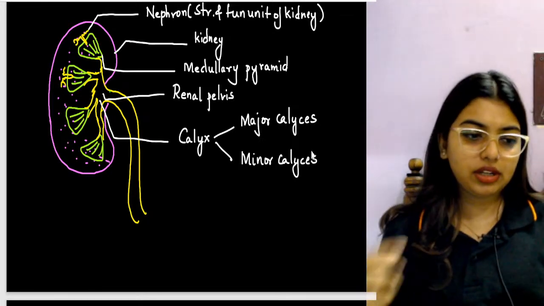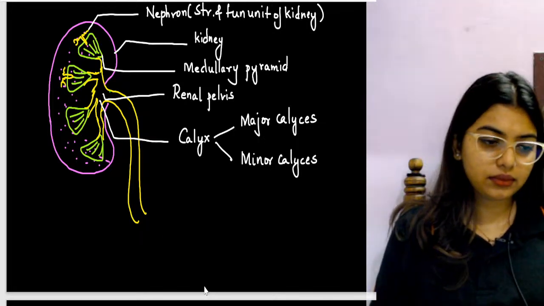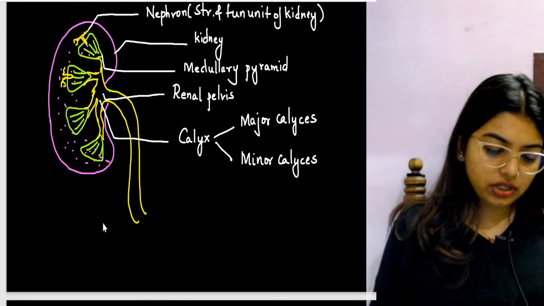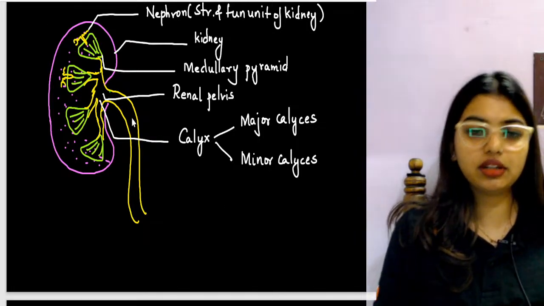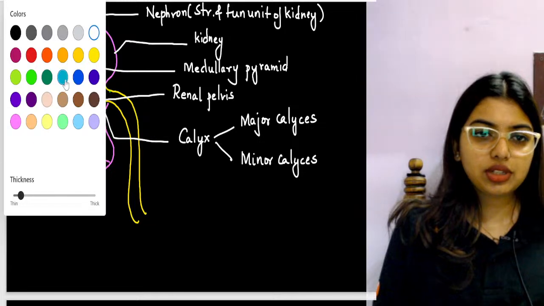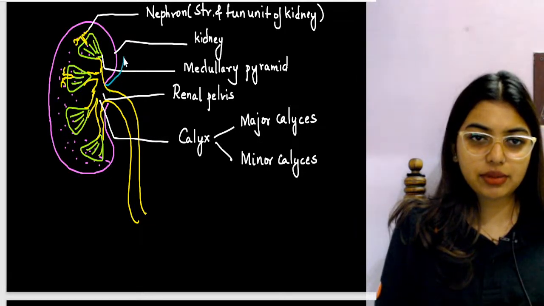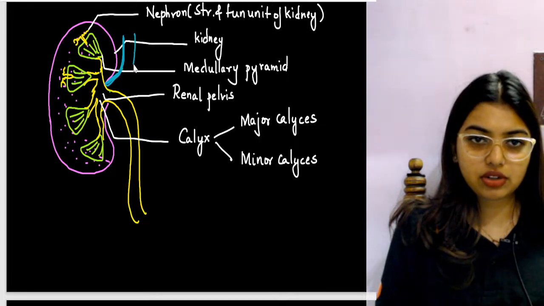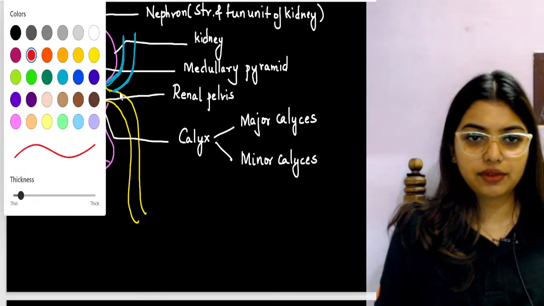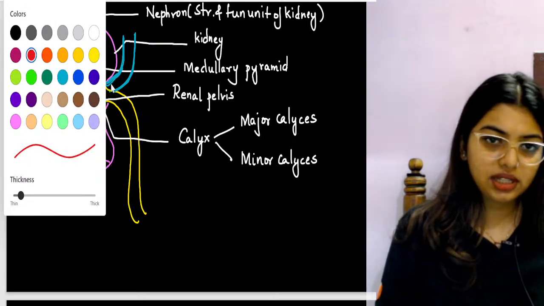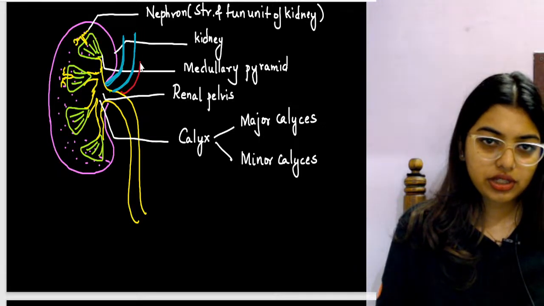Now, medullary pyramids, where the nephron is going to be. From here the urine is going to come and go through the ureter to the urinary bladder. Now students, your artery and vein entry is going to be here near the hilum. The vein is going to enter with the blood. You can draw it this way or just this way. Got it?